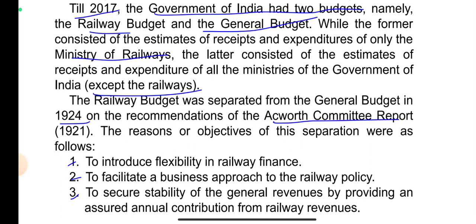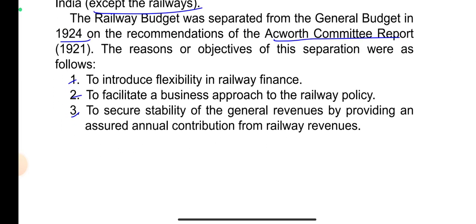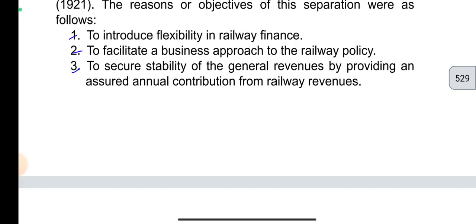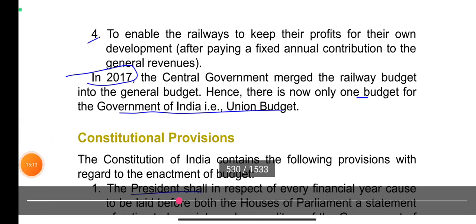The reasons or objectives of this separation were as follows: to introduce flexibility in railway finance, to facilitate a business approach to the railway policy, to secure stability of the general revenues by providing an assured annual contribution from railway revenues. And fourth point, to enable the railways to keep their profits for their own development after paying a fixed annual contribution to the general revenues.